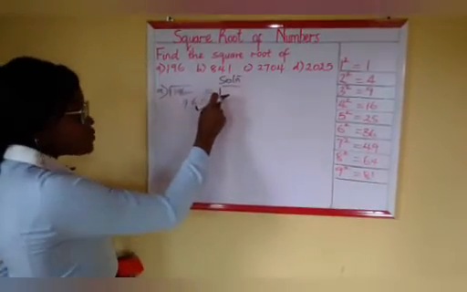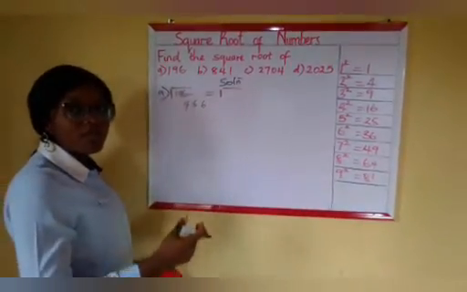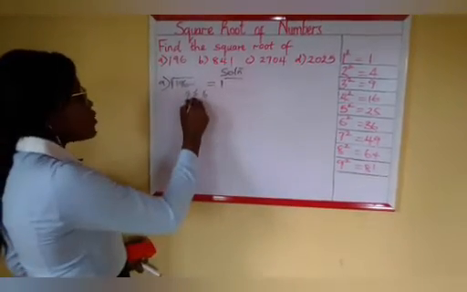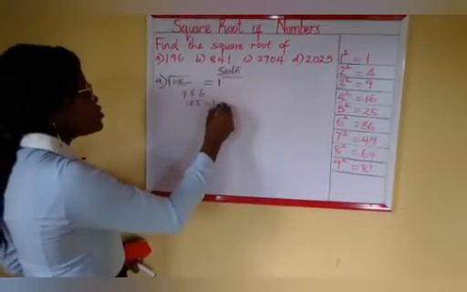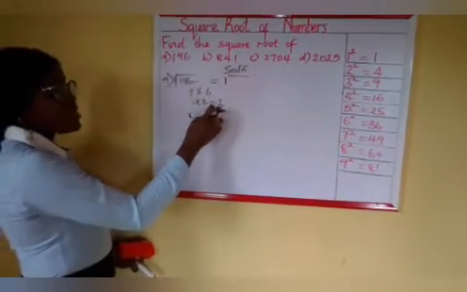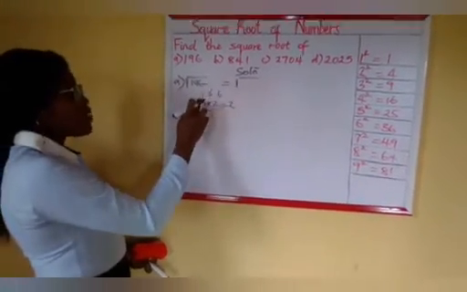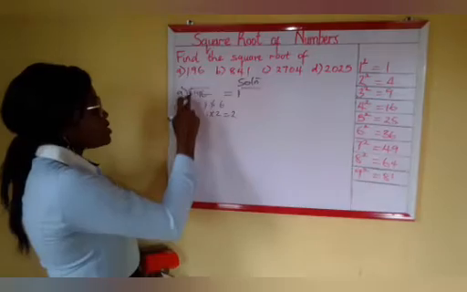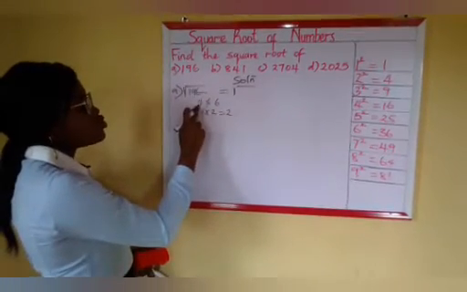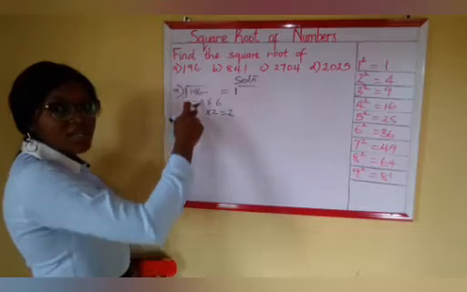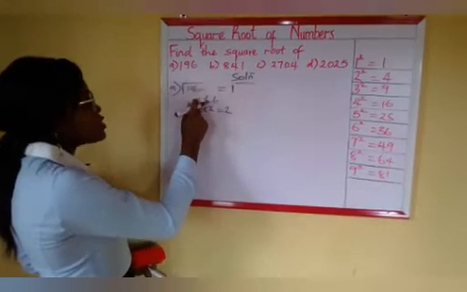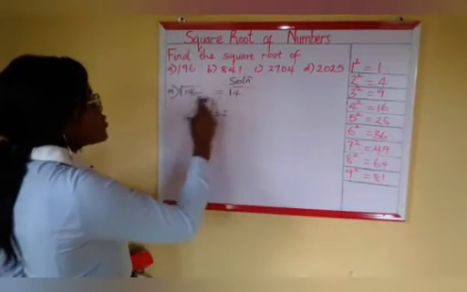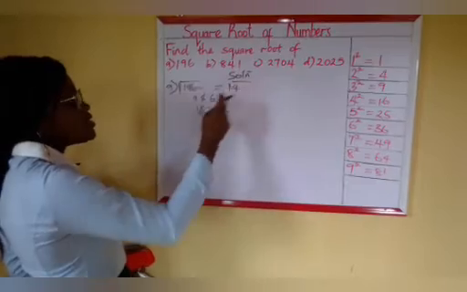Now after 1, if you are counting 1, 2, 3, after 1 comes 2. So you multiply 1 by 2. 1 times 2 will give us 2. This one you are looking at is less than 2. And remember, we have 2 numbers here that have 6 at the unit side. And since 1 is less than 2, you choose the less number, the one that is smaller. The smaller number here is 4. So we go for 4. That is to say that the square root of 196 is 14.